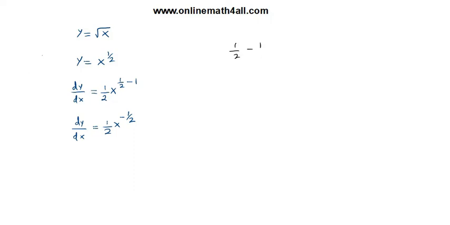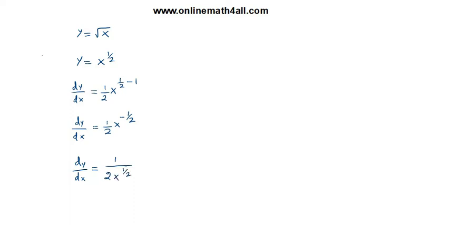Okay, so in the next step what we can do is dy over dx is equal to, here the exponent is negative. So we can make this exponent as positive by moving the whole term x to the power of negative 1/2 to the denominator. Then we get 1 over 2 times x to the power of 1/2.